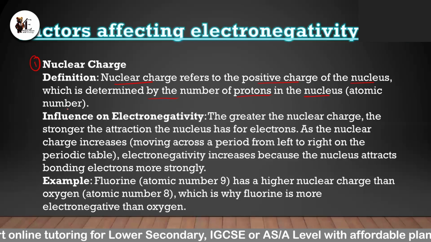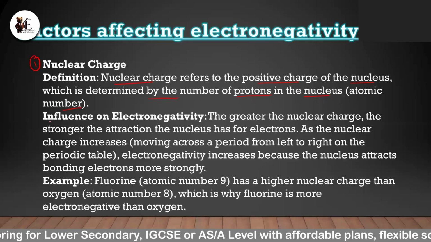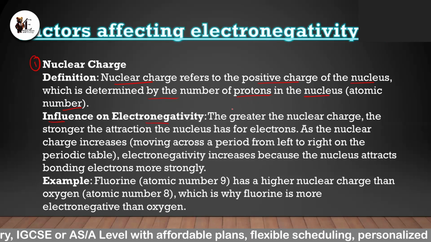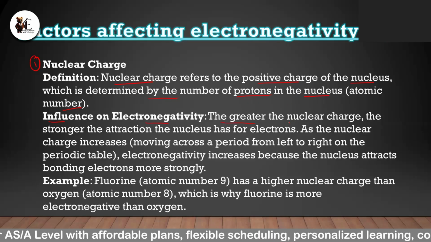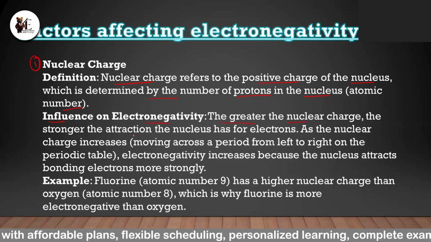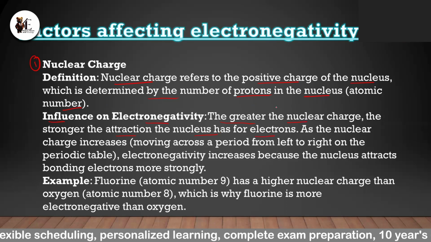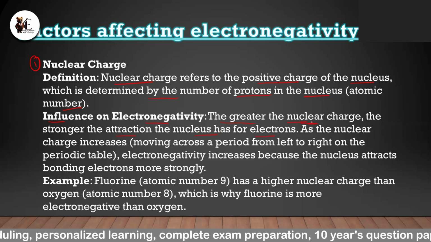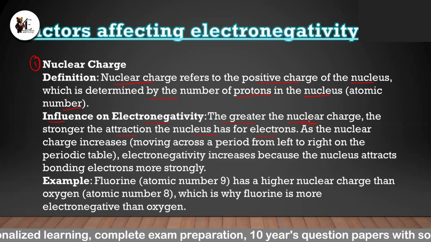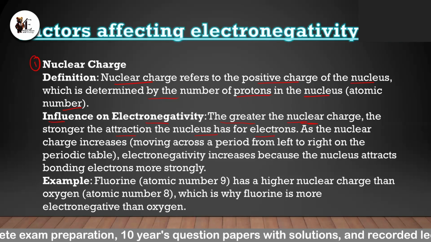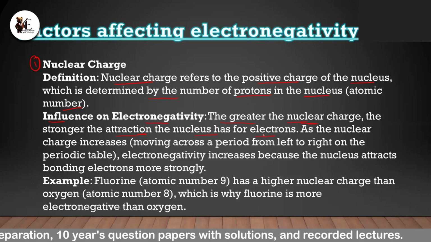That is your atomic number. Now, what is the influence on electronegativity? How does your nuclear charge influence electronegativity? The greater the nuclear charge, the stronger the attraction the nucleus has for electrons. If nuclear charge is greater, that means your positive part is greater. If the positive part is greater, it will attract more electrons towards itself. So the attraction for electrons is stronger.